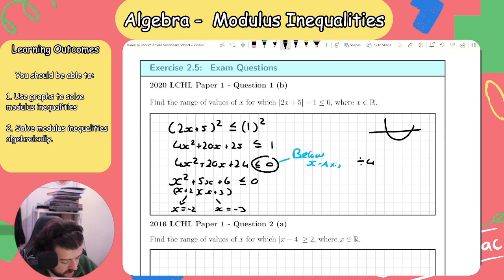Roughly plot it out like this. So minus 3 is going to go here. Minus 2 is going to go here. I'm looking for less than 0, so below the x-axis. So it's trapped. I'm going to have a compound inequality. So I have minus 3 is less than x, which is less than minus 2. And that's my answer there.